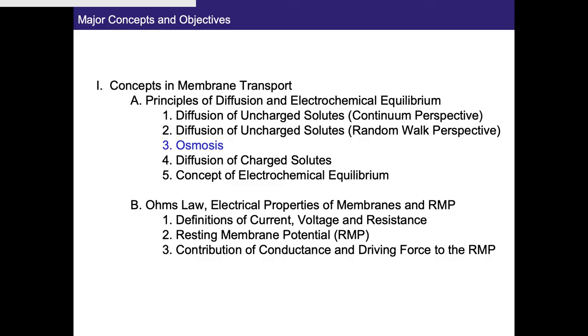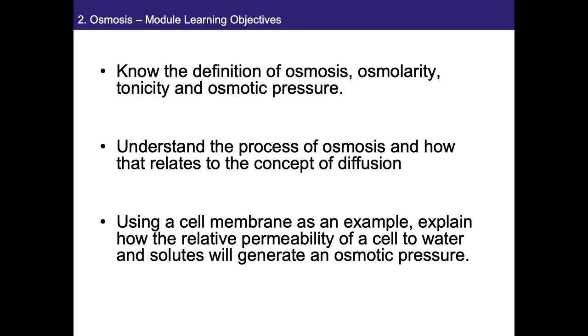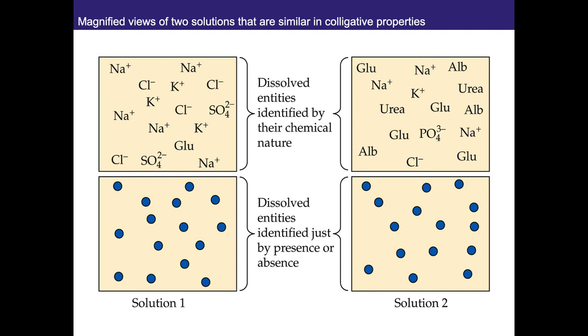All right, I'll let you read these learning objectives at home. This will just help you study when you start getting closer to the first exam. And this is a slide giving you some information about 2 different solutions. They actually have 2 different ionic compositions. They have some uncharged and charged particles. Okay? They look very different, but they actually have very similar colligative properties. And each one of these ions or uncharged solutes acts as an osmolyte. So they basically have the same concentration of osmolytes, even though they are different solutions.